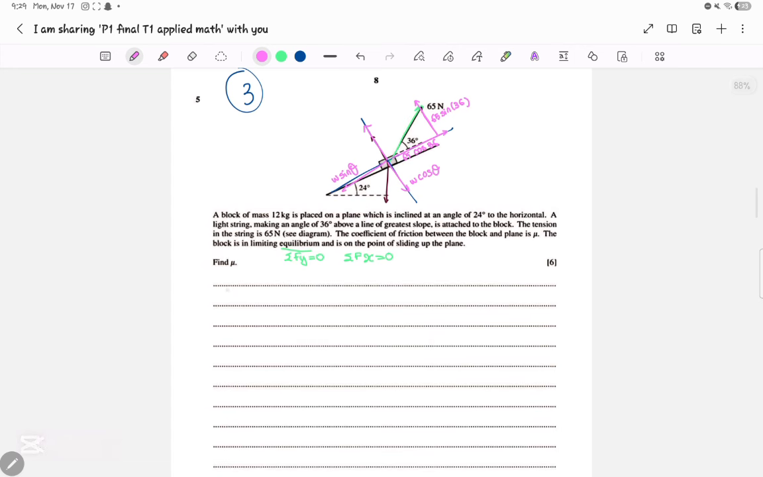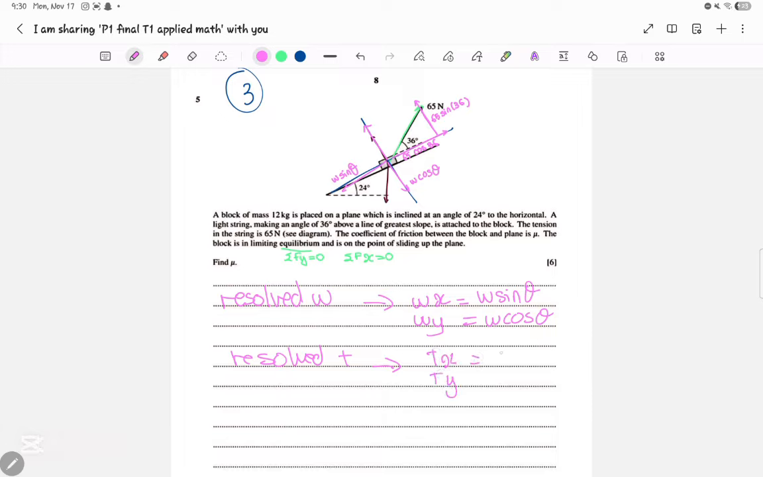I can say that I resolved W. So you just need to write whatever you did. Resolve W into Wx and Wy. My Wx is W sine theta. My Wy is W cosine theta. I also resolved T. I got Tx and Ty.